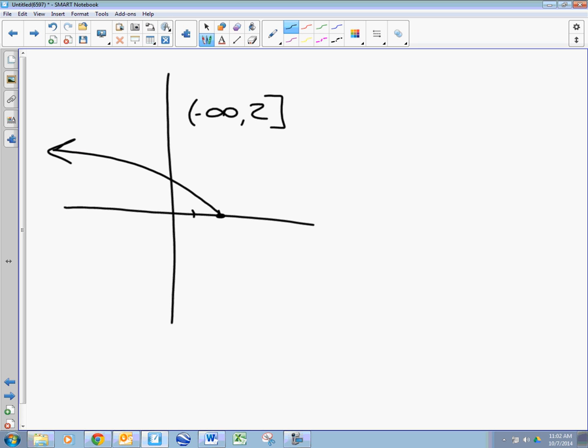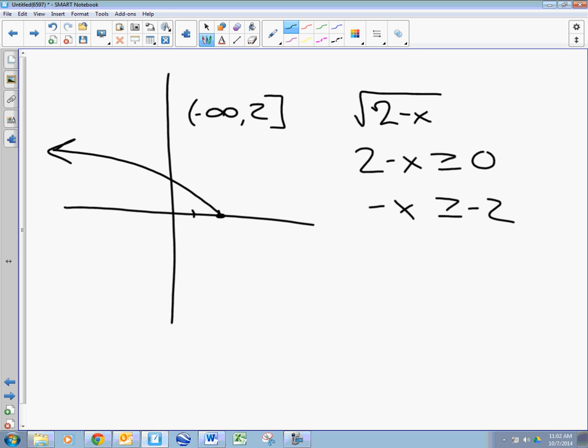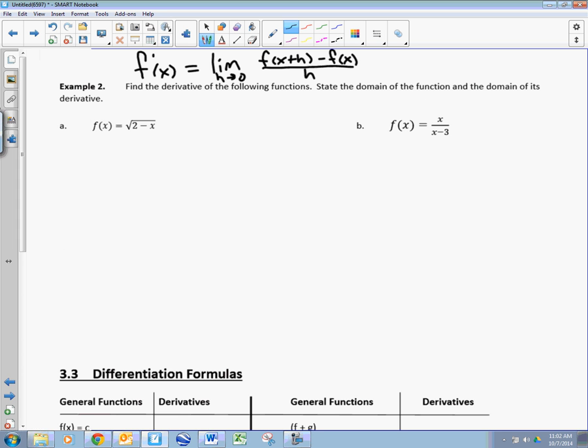Now, if you were to actually look at that analytically, say the square root of 2 minus x, you can't take the square root of what kind of numbers? Negative. So you would take the inside, 2 minus x, greater than or equal to 0. So negative x is greater than or equal to negative 2. Divide both sides by negative. X is less than 2, which is what we have right there, right? So you should be able to look at something and state the domain, know where it has values and where it does not, okay? So we have the domain. The domain of this function is negative infinity to 2.